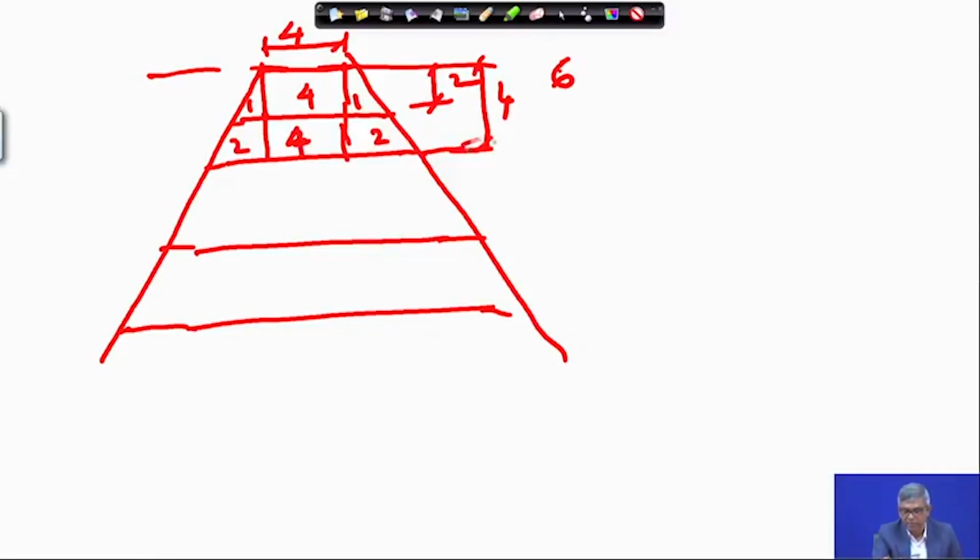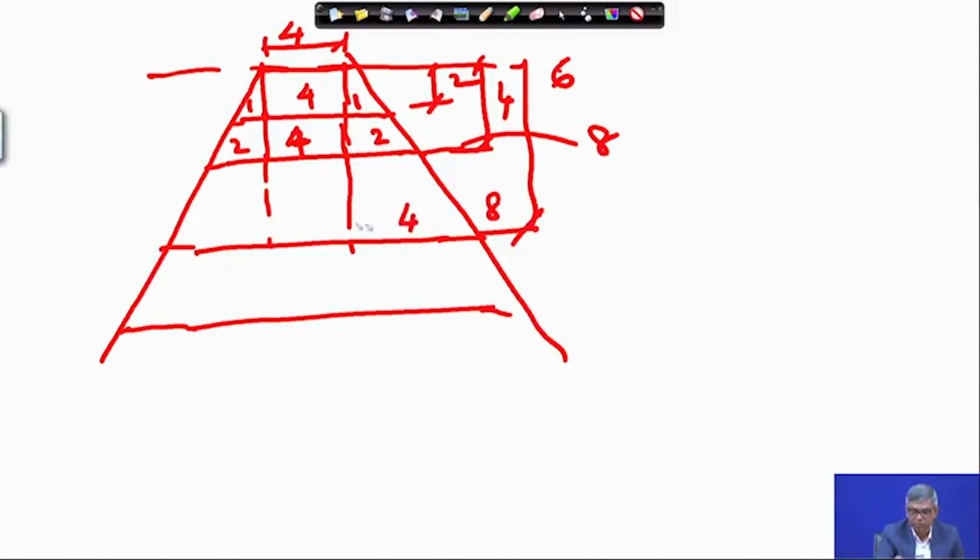So, 4 plus 4 this will be 8, and at this depth what is the width? Since up to this it is 8, this will be 8 by 2, 4, this is 4 and this is 4. So, that will be 12. And if I go up to this, this is 12 meter, so this portion will be 6, 4 and 6. So, this will be 16.